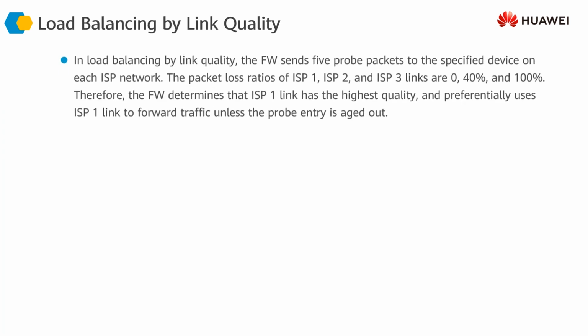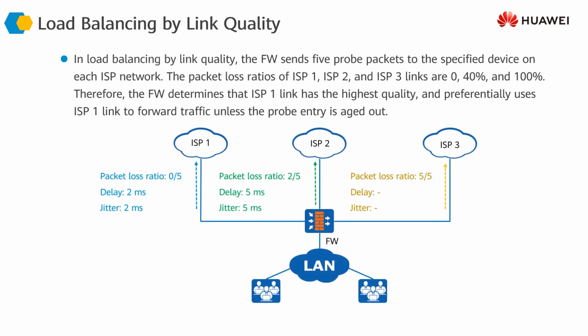Hi. In the last video, we looked at global route selection policy based on the bandwidth of different links. In this video, we are going to first look at load balancing by considering link quality. By link quality, we mean that the firewall is going to send probe packets to the different links that are available, and based on the amount of packet loss, delay or jitter parameters which the firewall is going to measure from those probe packets, it is going to determine the quality of each link.